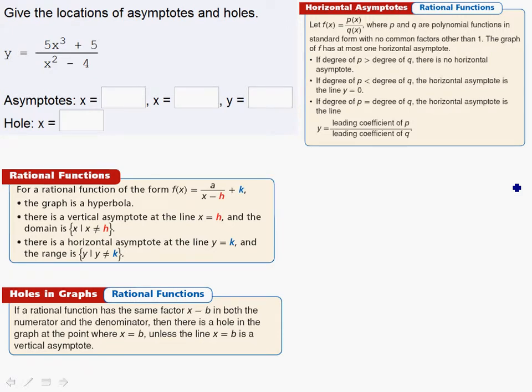Give the locations of the asymptotes and holes. To identify the horizontal asymptote, we're going to look at the degree of the numerator, which is 3, and the degree of the denominator, which is 2. Since the degree of the numerator is greater than the degree of the denominator, there is no horizontal asymptote. Okay, so since the degree is greater in the numerator than the denominator, there is none.